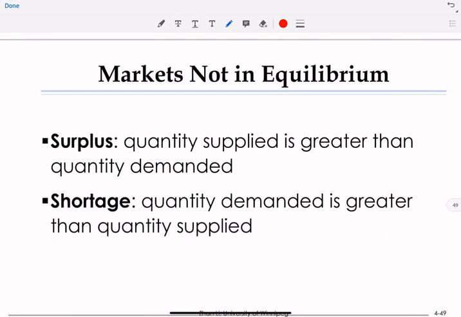Now let's think about the case when the market is not in equilibrium. If the market is not in equilibrium, there are two cases. The first case is surplus. The second case is shortage. So if the quantity supplied is larger compared with the quantity demanded, then the market is in surplus. And if the quantity demanded is larger than the quantity supplied, then there is a shortage in the market.